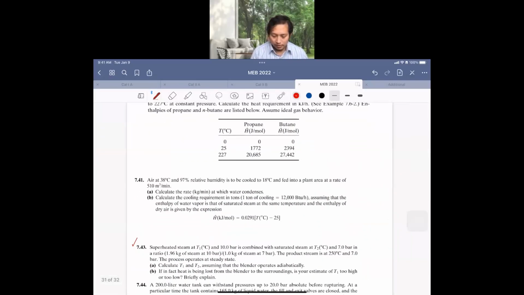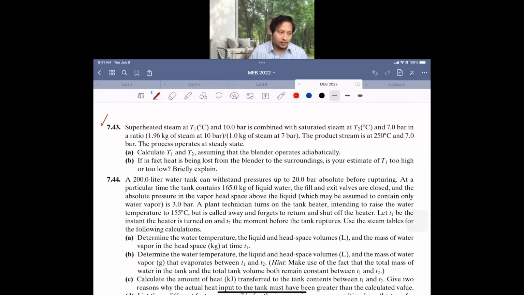Now what is it? Oh, 43. So calculate T1 and T2. First, it's superheated steam and then saturated steam. So we need to have the tables, right? Table for superheated and table for saturated. And the other important thing, oh yeah, you have the ratio for the steam. And the product stream is 250 and 7 bar. The process operates at steady state. Calculate T1 and T2, assuming the blender operates adiabatically. So to keep the heat flow at zero.